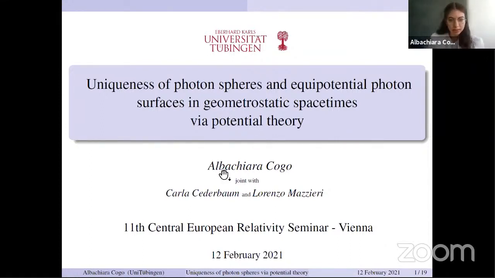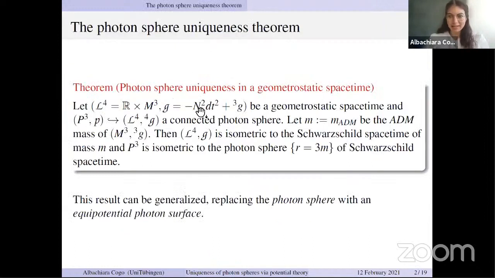I'm going to talk about my master thesis work, which was done under the supervision of Karls and Lorenzo Mazzieri, and it's about the theorem of uniqueness of photon spheres and more generally of equipotential photon surfaces in geometrostatic spacetime. And I'm going to prove it with potential theory. So let's state immediately our goal.